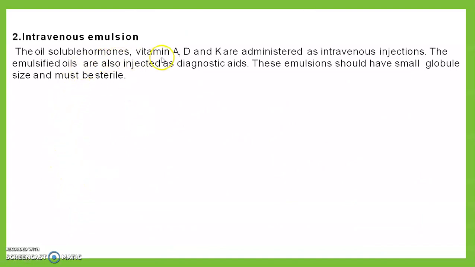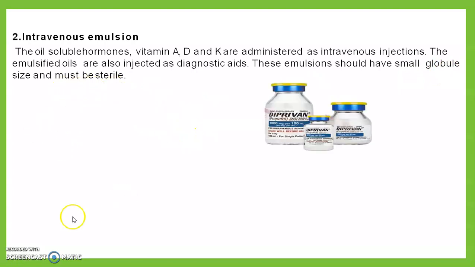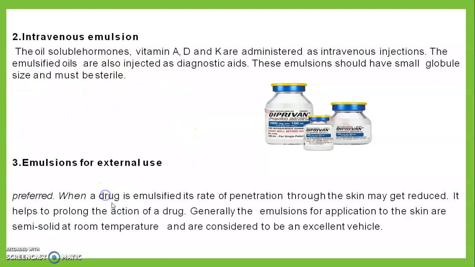Next we see the intravenous emulsions. Oil soluble hormones and vitamins A, D, K are administered by intravenous injections. The emulsified oils are also injected as a diagnostic aid. These emulsions should have a small globule size and must be sterile. These are specific kinds of hormones, and oil soluble vitamins can be given this way.